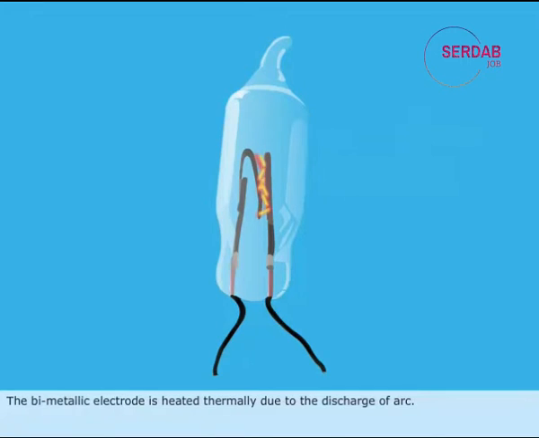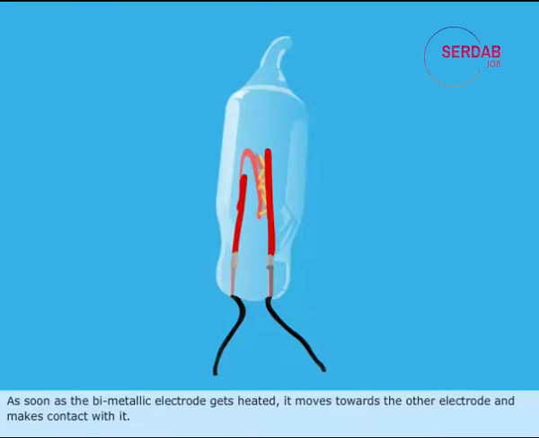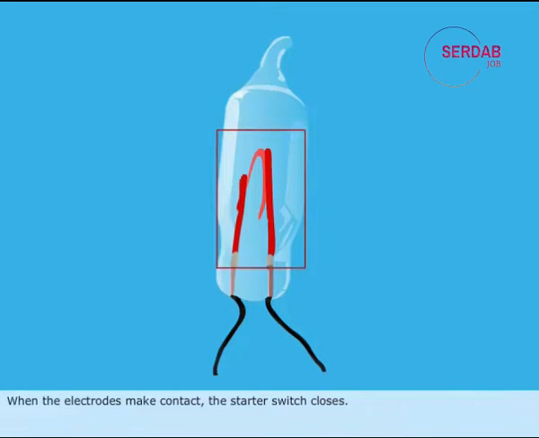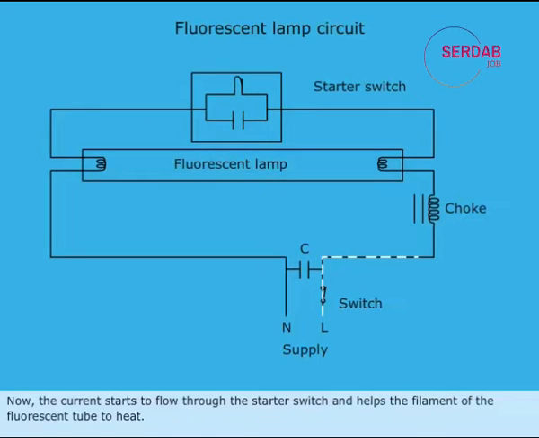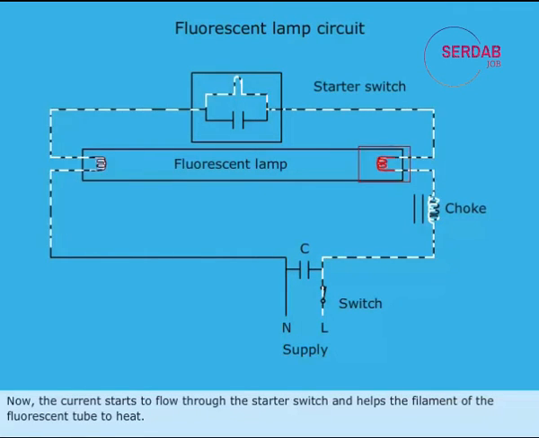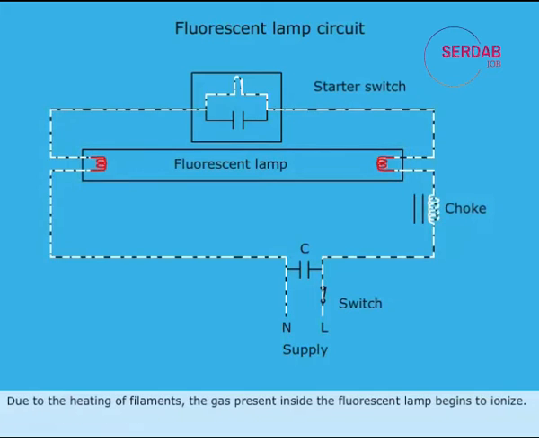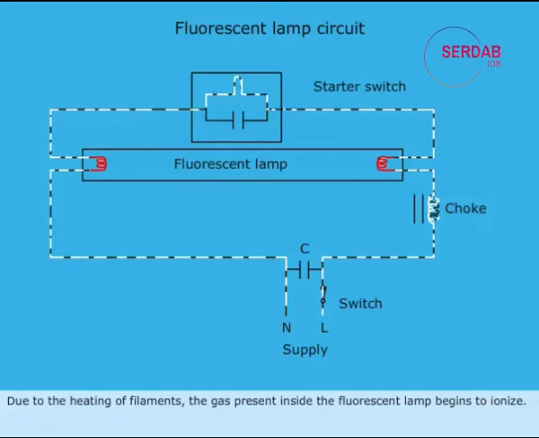The bimetallic electrode is heated thermally due to the discharge of arc. As soon as the bimetallic electrode gets heated, it moves towards the other electrode and makes contact with it. When the electrodes make contact, the starter switch closes. Now the current starts to flow through the starter switch and helps the filament of the fluorescent tube to heat. Due to the heat of filaments, the gas present inside the fluorescent lamp begins to ionize.